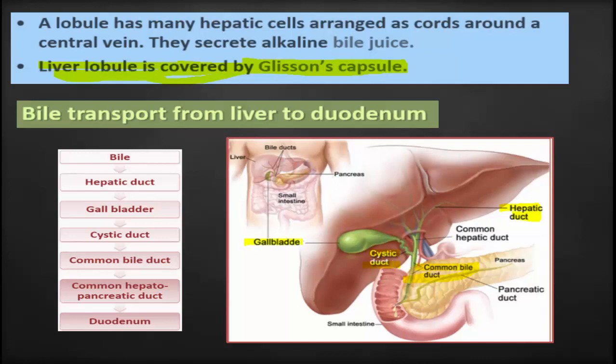Actually, the gallbladder stores the bile juice which is secreted from the hepatocytes of the liver, and the duct of the gallbladder is called the cystic duct. It joins with the hepatic duct, and after joining, both of them are termed the common bile duct.